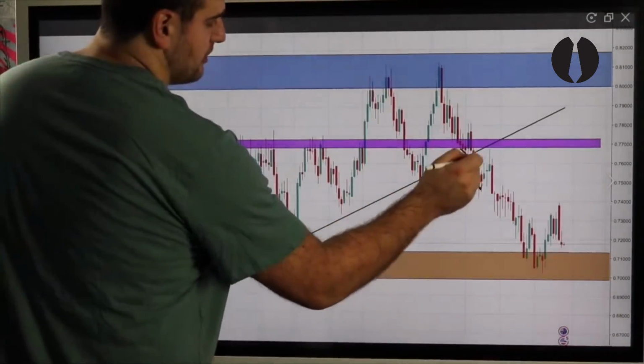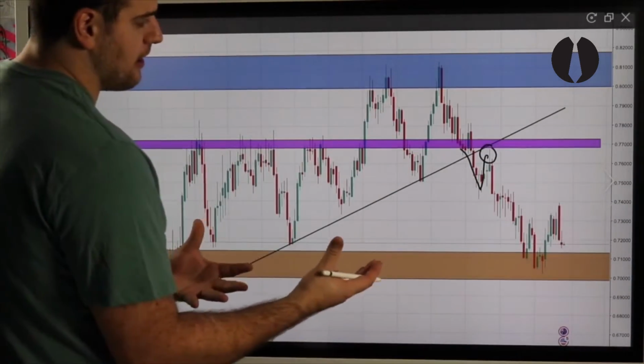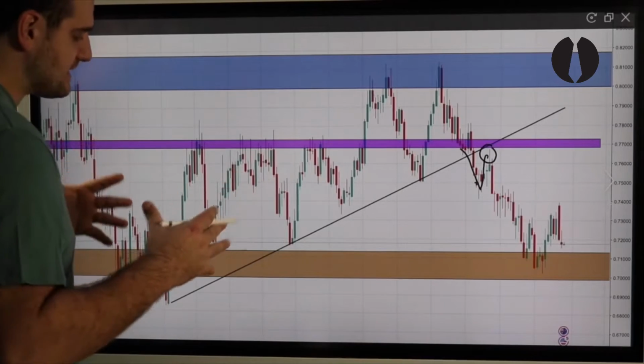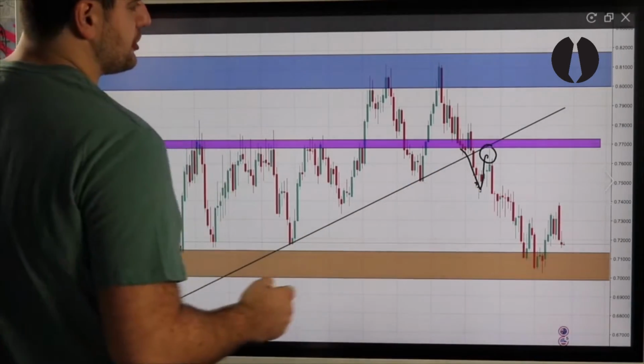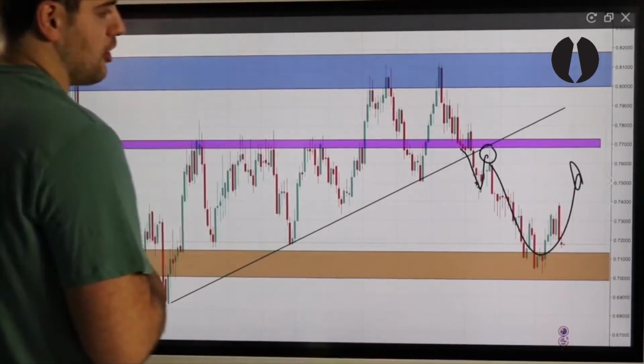Now, this movement here is also technically an exhaustion. However, it's not significant enough for the monthly chart. When we take it down a time frame, we'll notice that this exhaustion was more of a lower time frame exhaustion. This is going to be our monthly exhaustion.